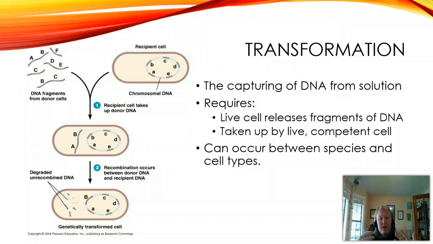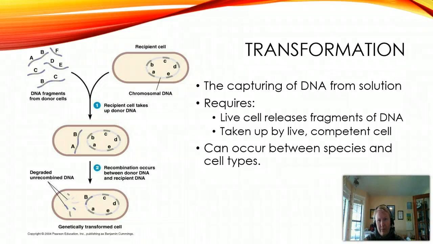The transformation happens naturally as well. This is when a cell will spit out DNA fragments from a donor cell. So they just dump out fragments. There's also a recipient cell that's present, and this recipient cell has to be competent, which means it has to be able to take up these DNA fragments.